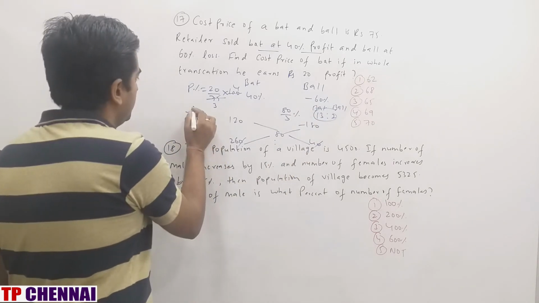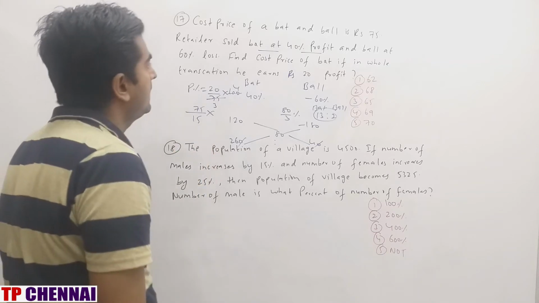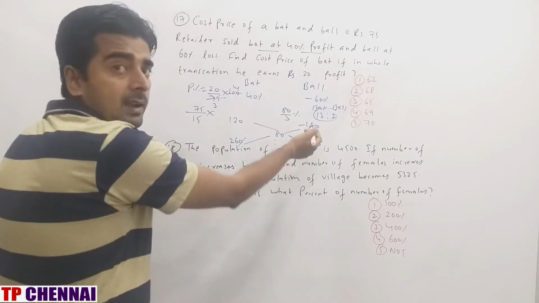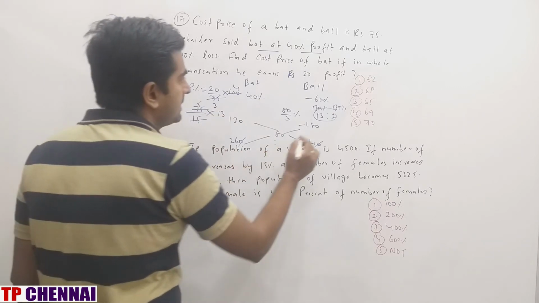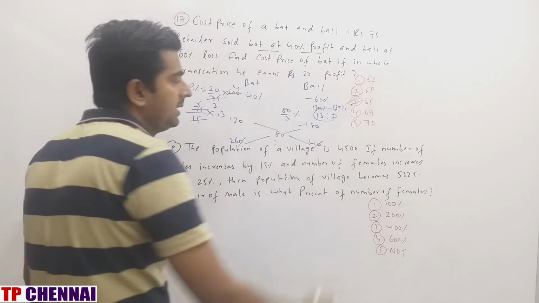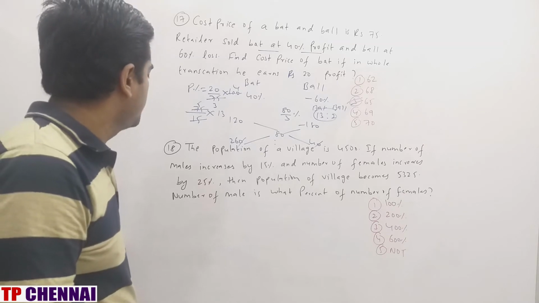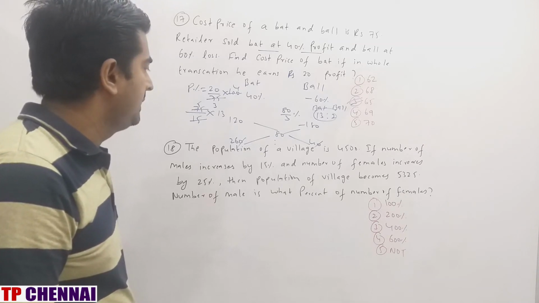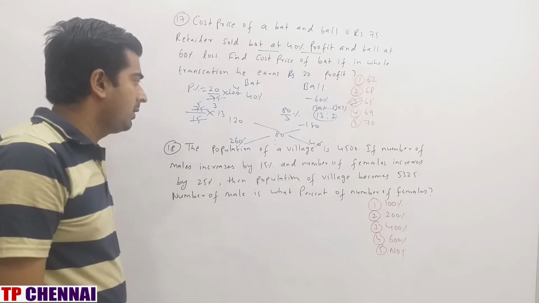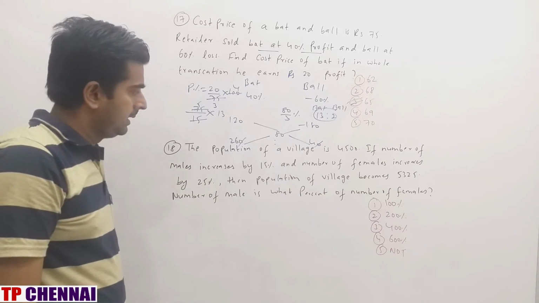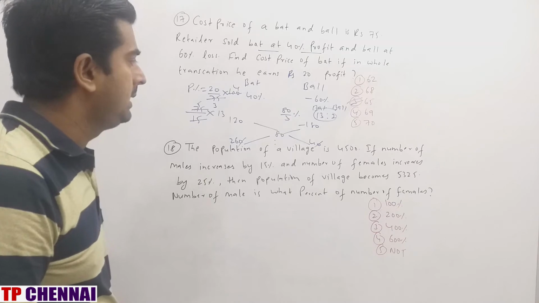and overall is 75. Now what are they asking? Cost price of the bat is 13 parts only. 13 5s are 65. So my answer is the third option, rupees 65. Next one: the population of a village is 4500. If the number of males increases by 15% and the number of females increases by 25%, then the population of the village becomes 5325.